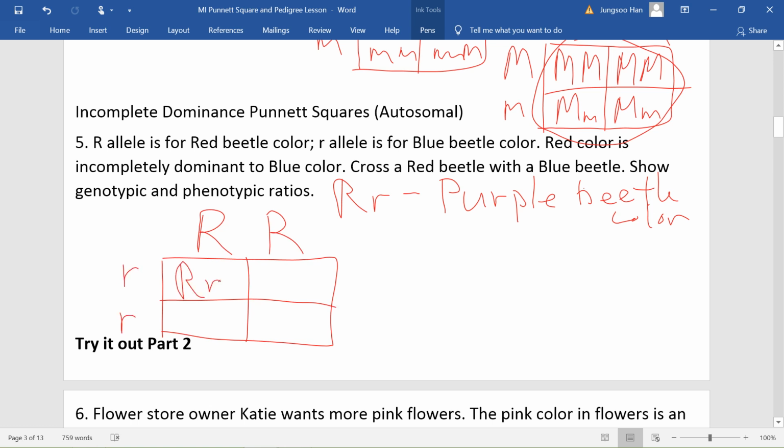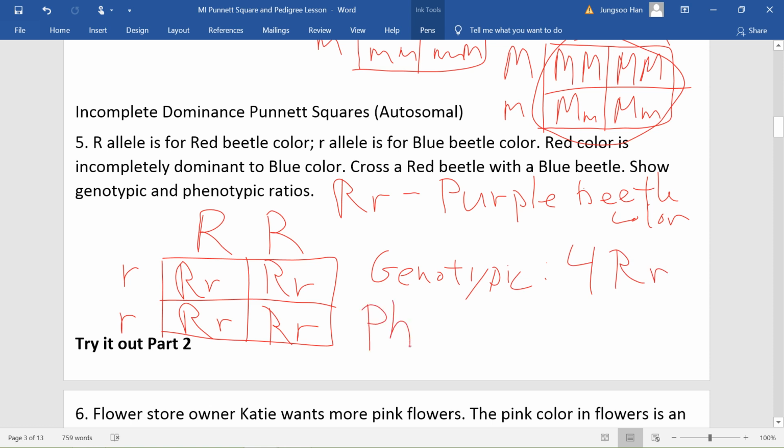You do the Punnett square, okay, and then you show the genotypic ratios. Then you have big R, little r, okay, and then for the phenotype, you have purple beetle colors.